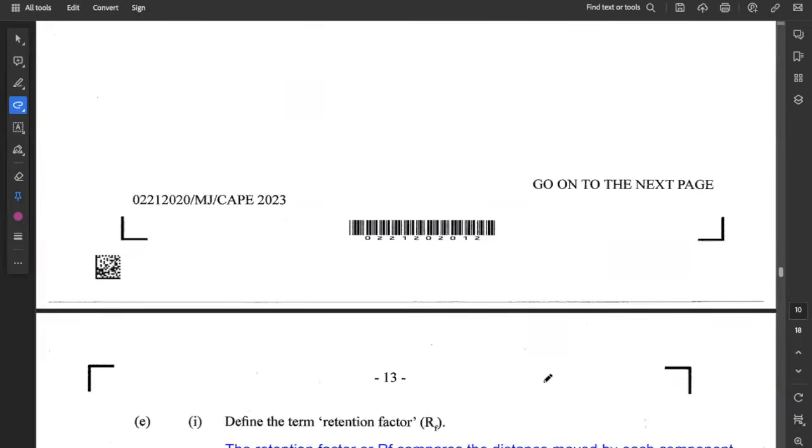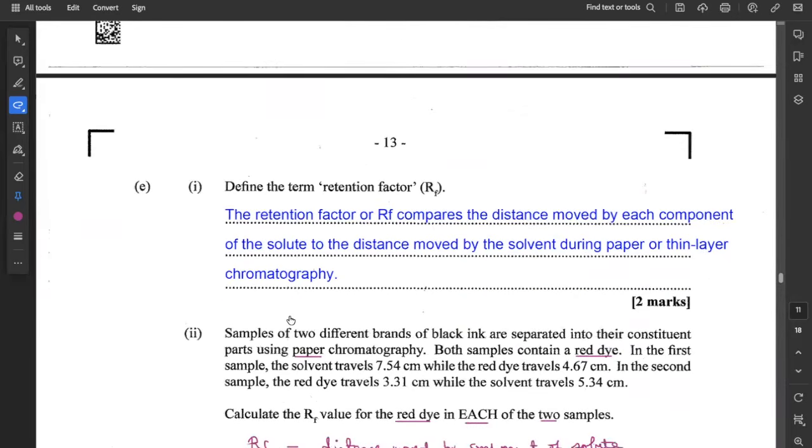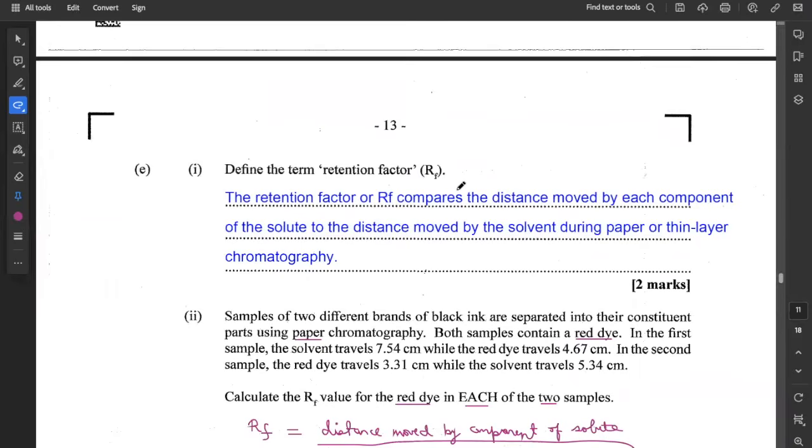So moving along now to part E. Part E says to define the term retention factor, or the RF value. The retention factor, or RF, compares the distance moved by each component of the solute to the distance moved by the solvent during paper or thin layer chromatography, right? So that's what the retention factor is.